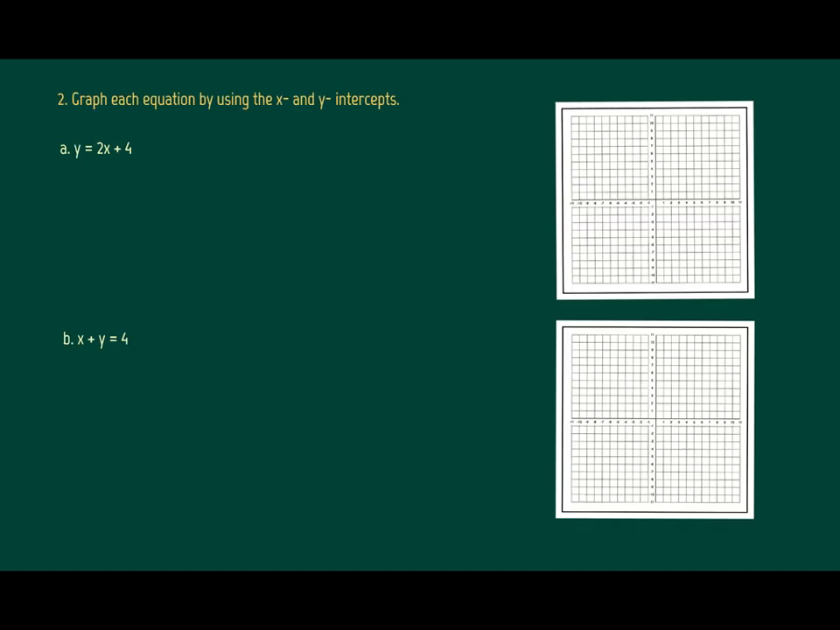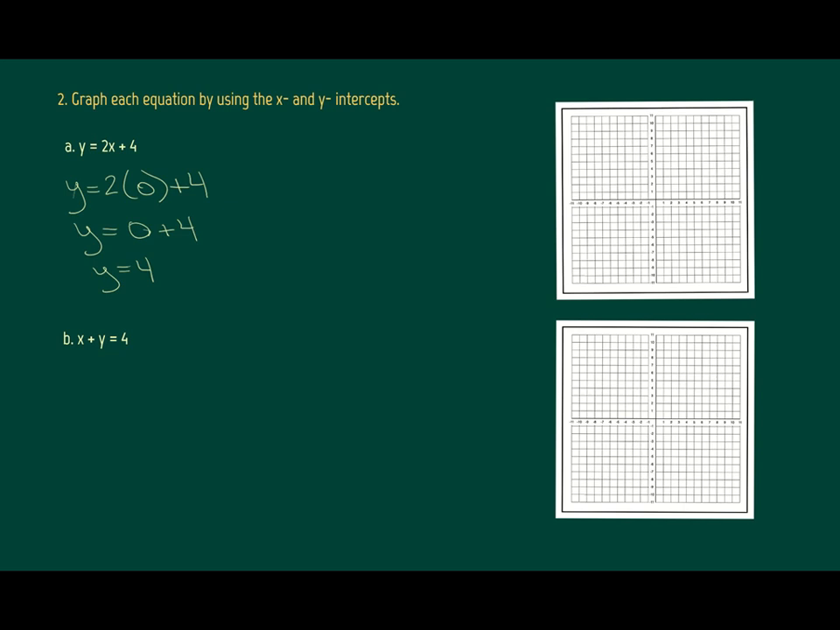This problem says graph each equation by using the x and the y intercepts. So how you do that, to find the x and the y intercepts, you just plug in zeros. So to find the x-intercept, plug a 0 in for y. To find the y-intercept, plug a 0 in for x. So for instance, in this problem, if I wanted to find the y-intercept, I would plug a 0 in for the x. And I would get 2 times 0 is 0, plus 4. So the y-intercept is 4.